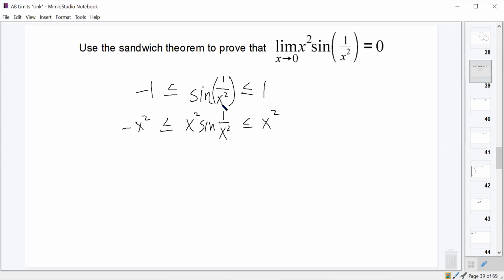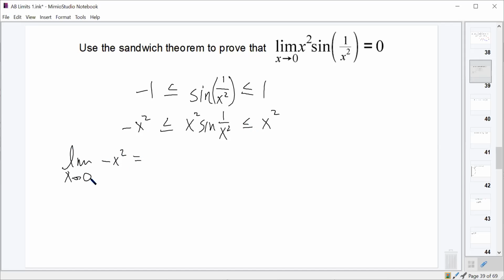So then according to the sandwich theorem or the squeeze theorem, if the limit as x approaches 0 of the upper and the lower functions are the same, then it's the same limit for the middle one. So now we just need to say, well, the limit as x approaches 0 of -x squared equals what? What's the limit as x approaches 0 of -x squared?